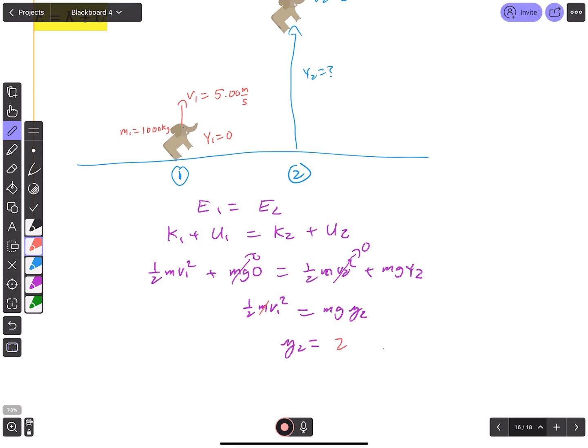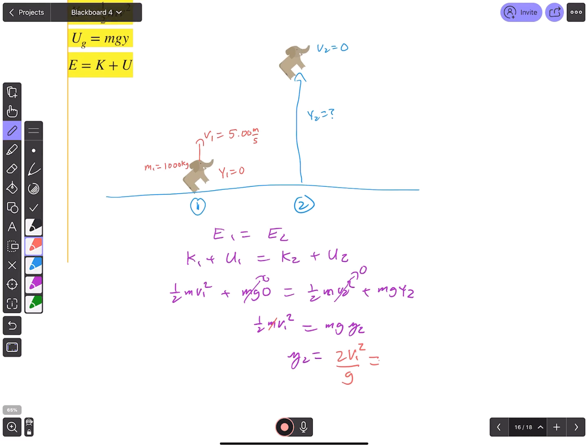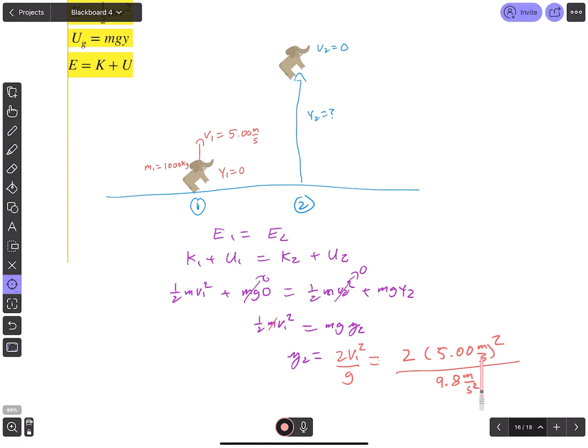And so we end up with y2 is equal to v1 squared over 2g. And so I can calculate that. If we look at our numbers, the initial speed was 5 meters per second. So it's 5 meters per second all squared divided by 2 times 9.8 meters per second squared. You notice that on the top I have meters squared per second squared divided by meters per second squared, so I'm going to be left with meters.